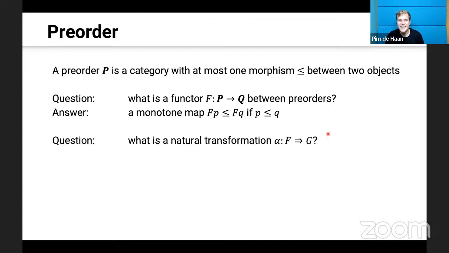Now let's see the next question. If we have two such functors, what would natural transformations between them be? Another question. If you know it, please put it in the Q&A.